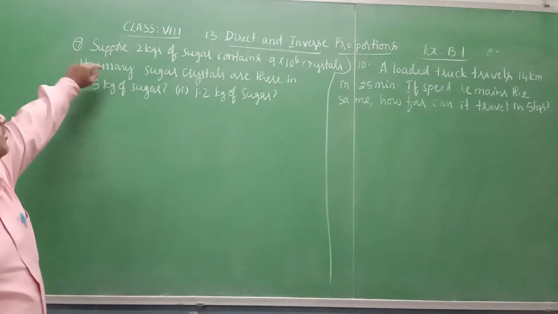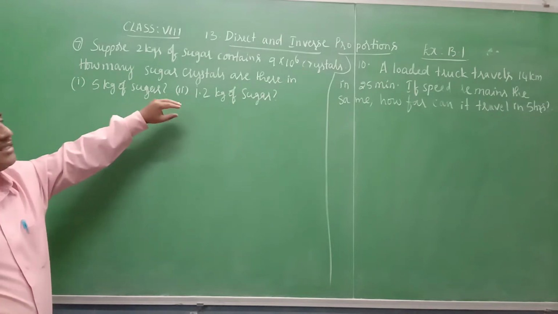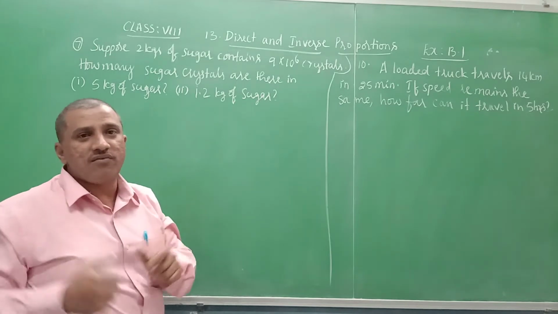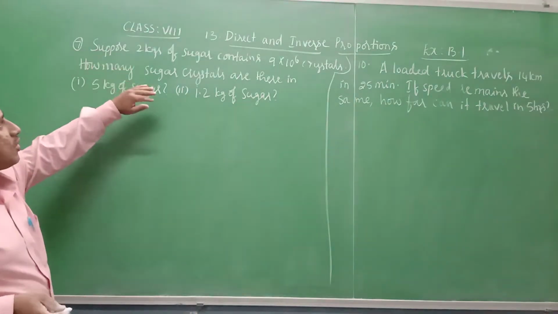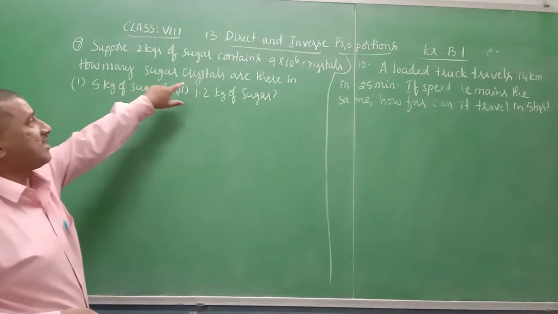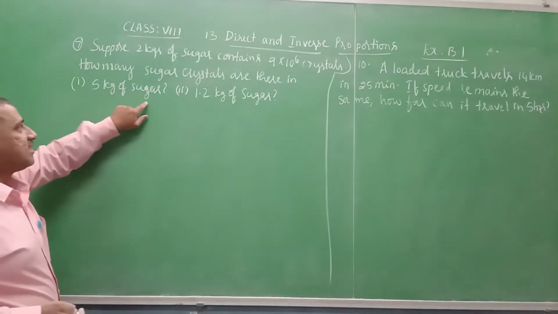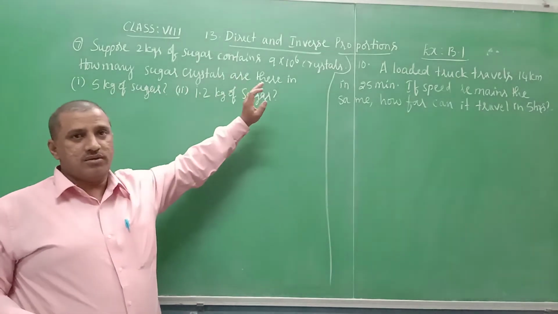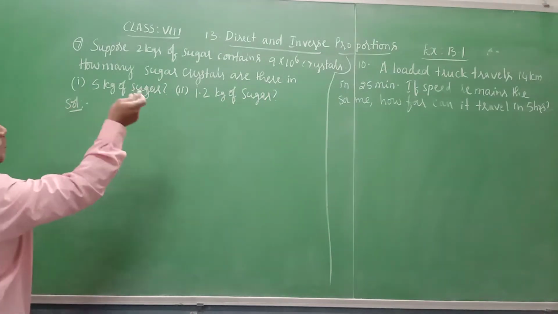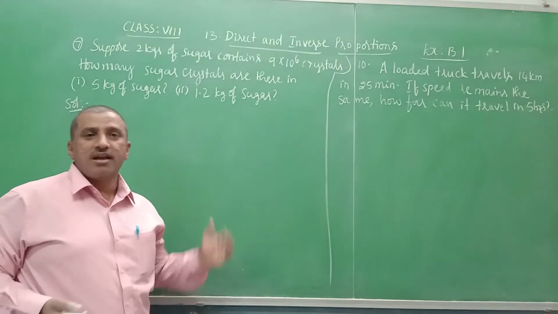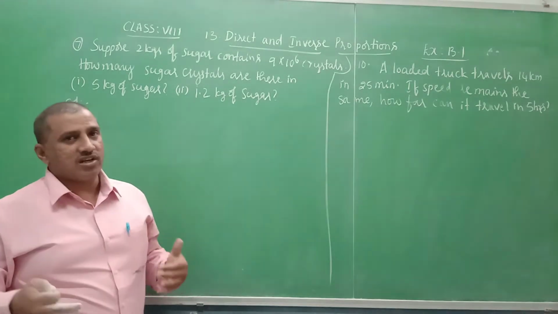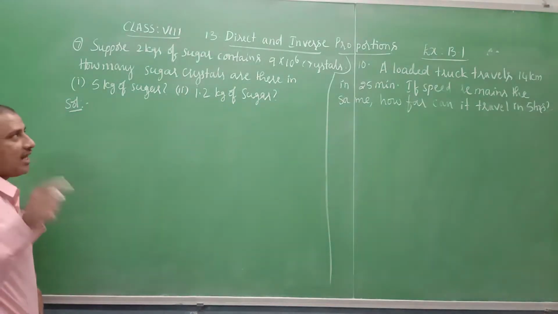Question number 7. Suppose 2 kgs of sugar contains 9 into 10 to the power of 6 crystals. As we know, sugar is in the form of crystals. How many sugar crystals are there in 5 kgs of sugar and 1.2 kgs of sugar? Here, will 5 kgs have more than 9 into 10 to the power of 6 crystals, or less? Yes, it is more. As the quantity increases, the number of crystals also increases. Hence, it is in direct proportion.